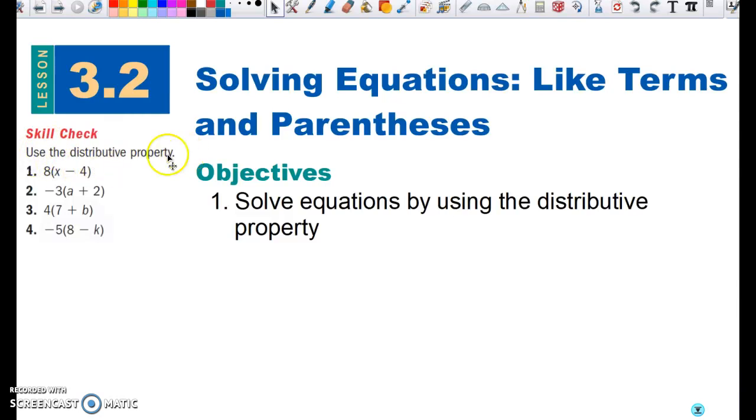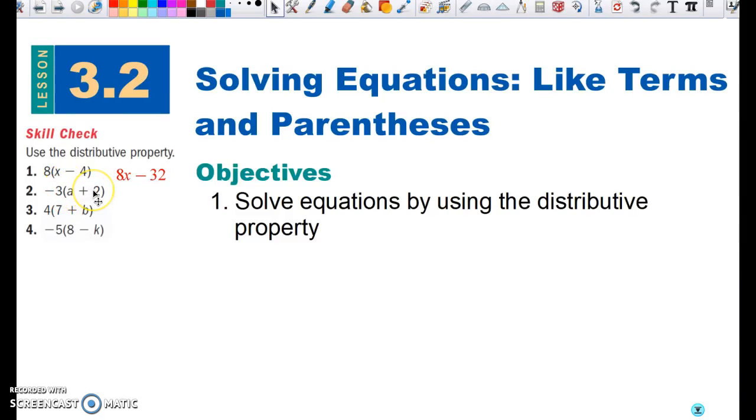We're going to use the distributive property to simplify these expressions. So the first thing you want to do is multiply the 8 times x and the positive 8 times the negative 4. And the sign matters, so when I multiply the 8 times the negative 4, I get negative 32. Now x has a coefficient of positive 1, so when I multiply the coefficient times 8, 8 times 1 is positive 8.